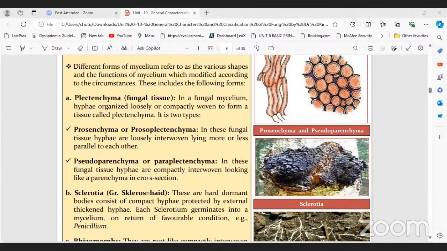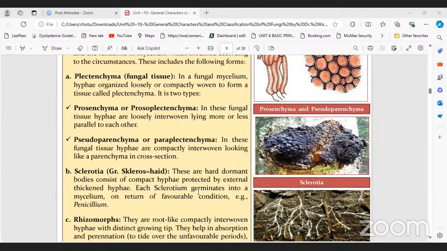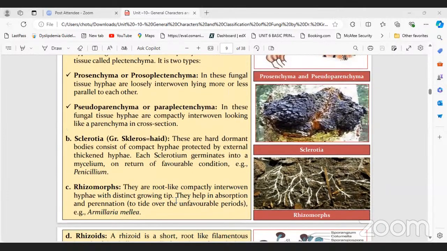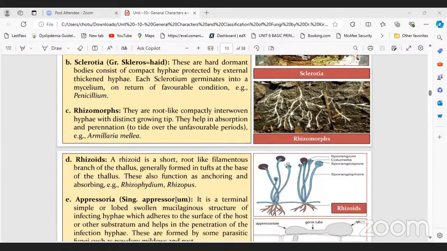Coming to the sclerotia. Sclerotia means hard. These are hard dormant bodies consisting of compact hyphae protected by external thickened hyphae. Each sclerotium germinates into a mycelium on return of favorable conditions, for example Penicillium. Another one is the rhizomorph.